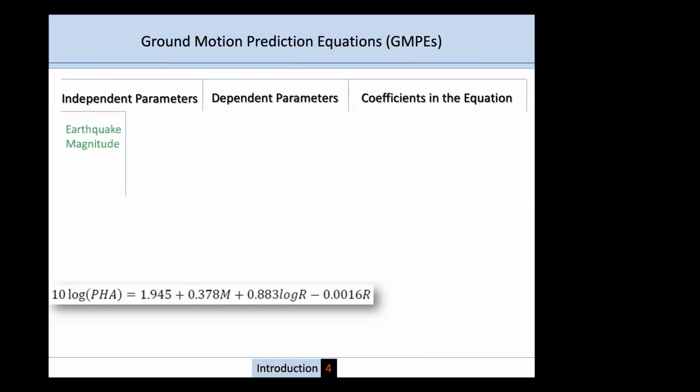So the independent parameters of this equation, one of them is earthquake magnitude, which is shown by M, and the other one is source to site distance, which is shown by R here and here. And the dependent parameter on the left side of the equation can be peak ground acceleration and spectral acceleration.